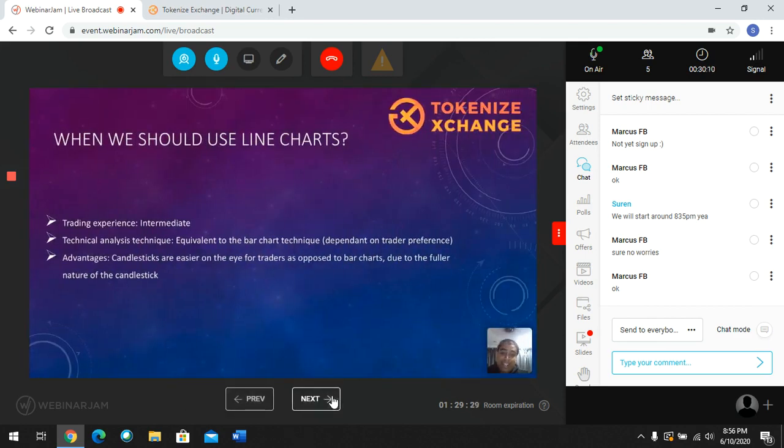When should we use candlestick charts? If you have enough understanding of technical charts, you can understand candlestick charts better. It's equivalent to the bar chart technique, but it depends on the trader's preference. Some prefer bar charts, some prefer candlesticks. An advantage is that candlesticks are easier on the eye for traders as opposed to bar charts, due to the fuller nature of the candlesticks.